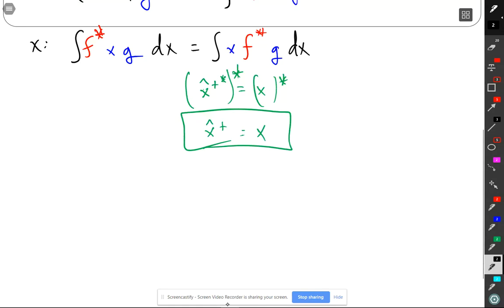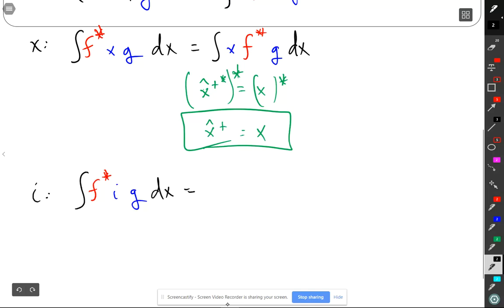So now we're going to go to i. Integral of f star i g dx equals, okay, so i is complex, but it's just a number. We can move it around. We can move it outside the integral if we wanted to. I don't want to move it outside the integral, but we could.